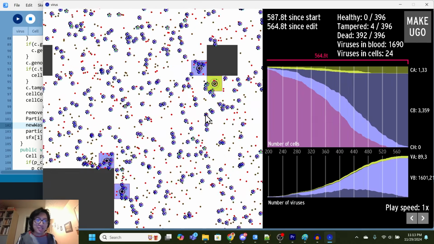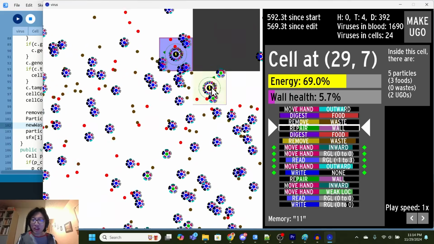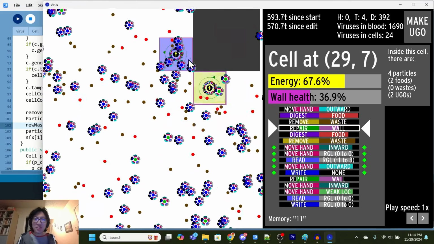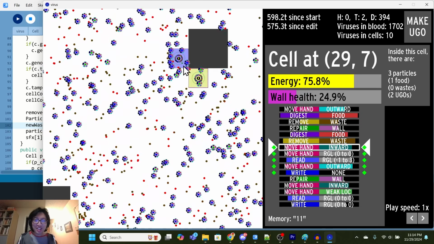5 living cells. 1, 2, 3, 4 living cells. Wait, there's another one somewhere? Oh, there's only 4. 5% health. Will it survive? Okay. Ooh! Oh, it barely survived again. But notice how all the sound effects stopped. Only 3 living cells. These are the final 3. Okay, only 2. This is the final 2.